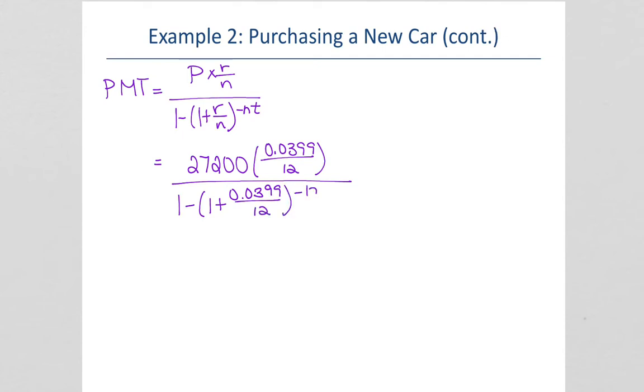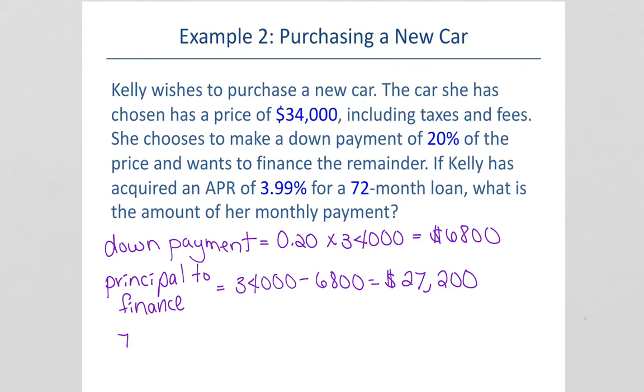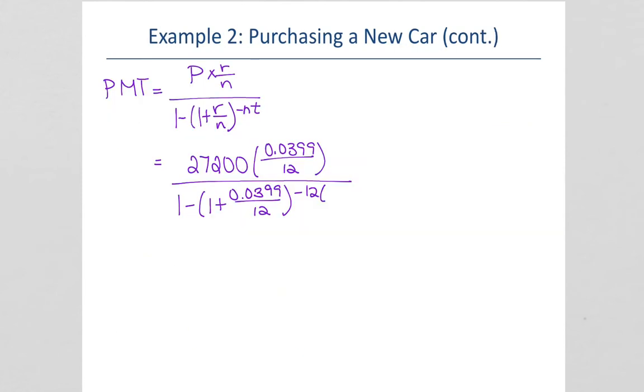To the negative n times t, it was 72 months. So let's see, 72 months divided by 12 months is 6 years. Okay?